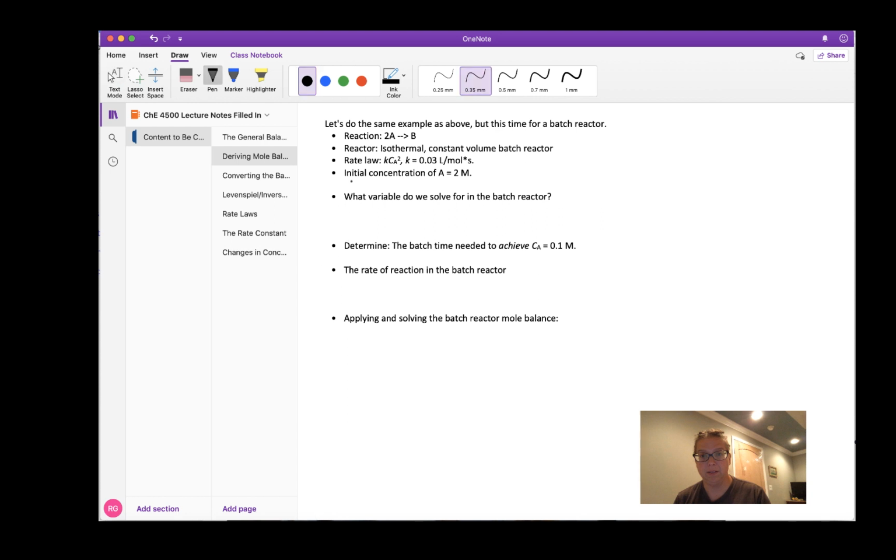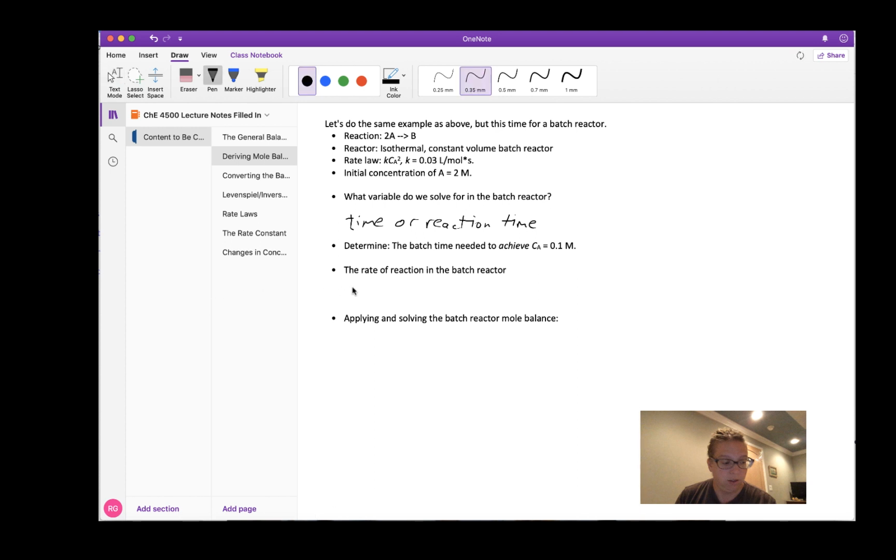So in this case, what are we going to solve for? In the CSTR example, we solved for a volume needed to do that. In the case of the batch, we're going to solve for a batch time, or reaction time. So what time is needed? How long do I need to run this batch for in order to get this concentration?